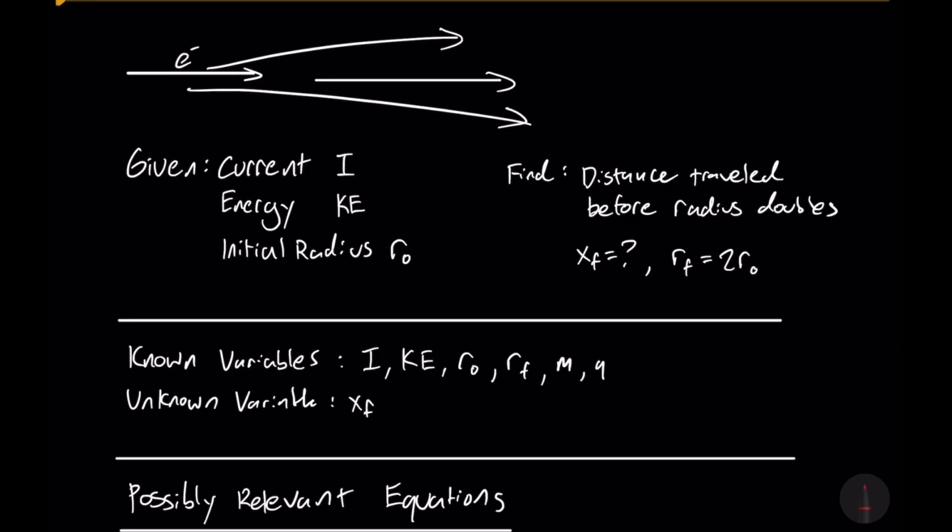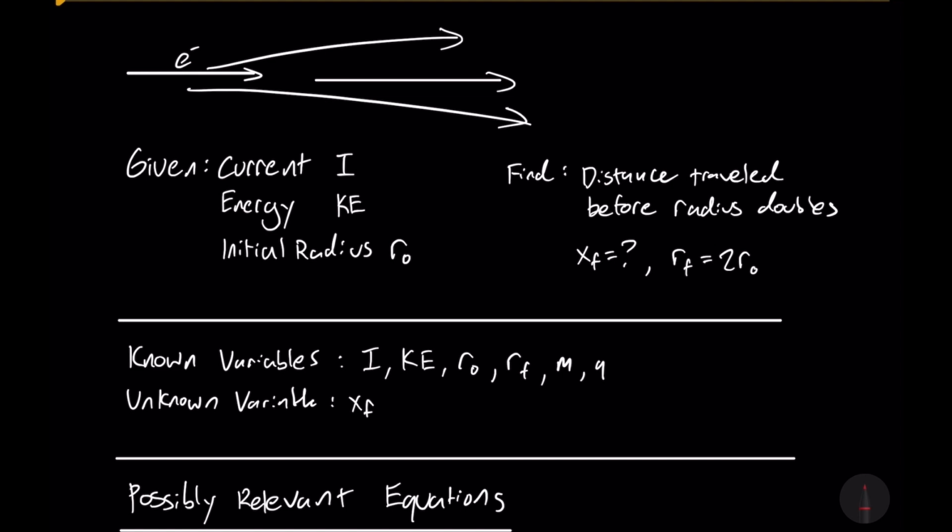So given a beam, we know what the current is, we know what the kinetic energy of the beam is, and we know what the initial radius is. So let's go to the known variables, just to put a list of what we might know so we could later solve for it, and also, of course, the unknown variable. So we know I, K, E, R_0, but we also know what the final radius is, which is double the initial radius, and we also know what mass and charge is. The unknown variable is going to be the distance traveled, which is x_f.